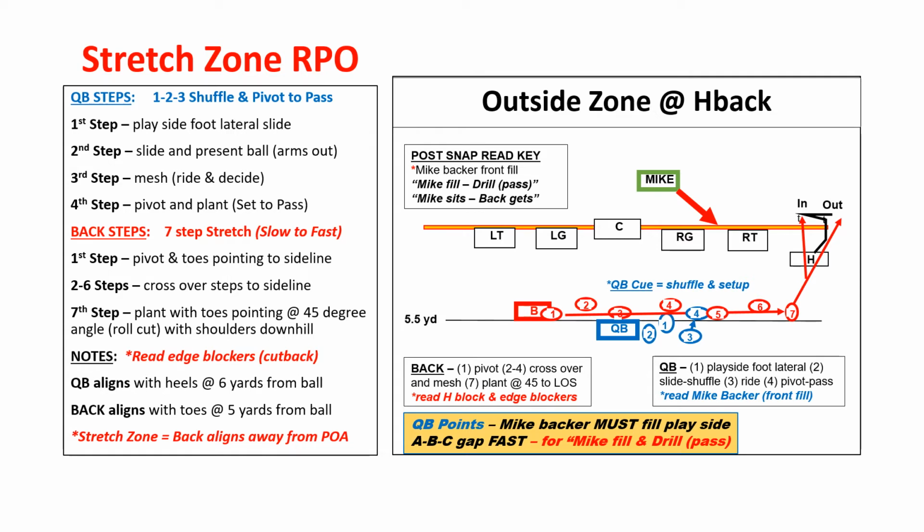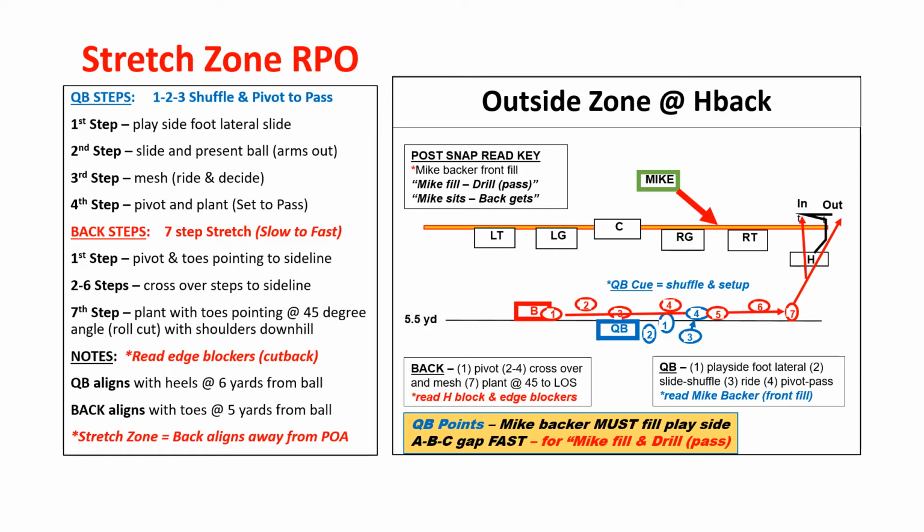The back has the ball, then on the 5th, 6th, and 7th step, he still wants to go down the line to stretch those defenders, but on the 7th step now he needs to turn and have his toe pointed at a 45-degree angle right at the H. He's going to read that H back's block and then basically go to his backside. If the H is able to hook the edge, then he's going to stay outside, but as close to him as he can so he gets north and south versus running to the sideline.